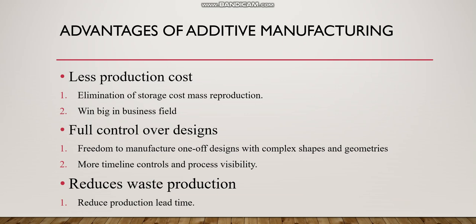Next, it gives full control over designs. Usually, when we change our designs to accommodate processes or materials, this may cause us to lose control over the design and may risk that our prototype does not fully reflect the design intent. Thus, additive manufacturing allows manufacturers to have more timeline control and process visibility, allowing full control over the design. So complex shapes and geometries are also not a big problem when using 3D printing.